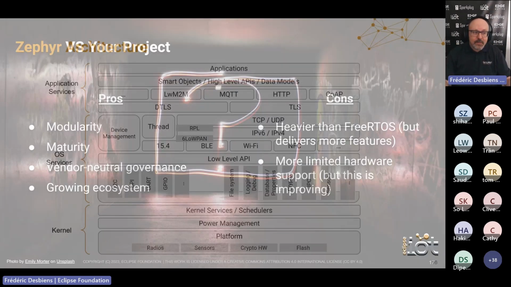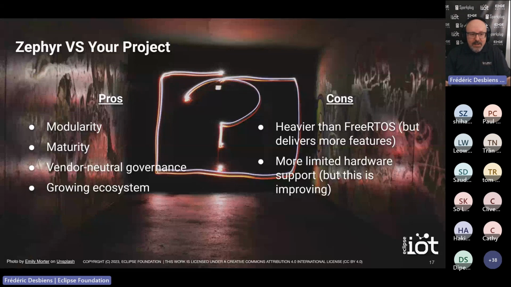Now, Zephyr, as Embed, is really modular. So when you compile, you get just the pieces that address the needs of the application. It's mature. It's got vendor-neutral governance under the Linux Foundation, which is a plus, and a growing ecosystem, although it's smaller than some of the other options. Now it's heavier than FreeRTOS and has more limited hardware support compared to some of the other options at play in this presentation.